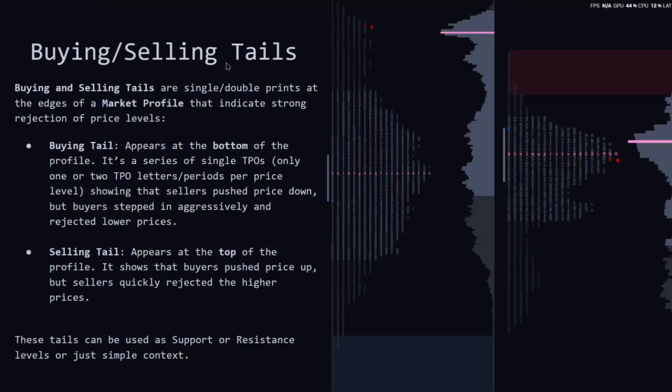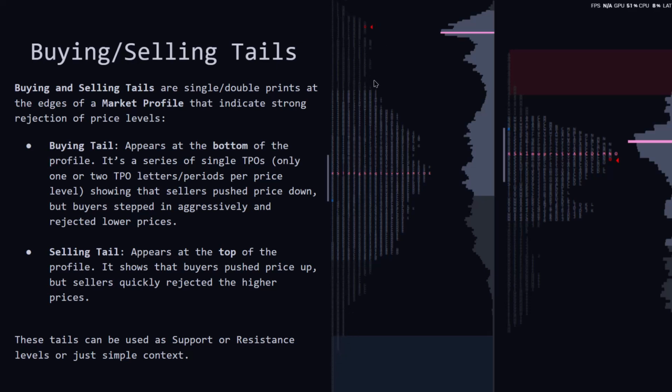Alright, so buying and selling tails. These are very good tools or reference points to use and to just know about. So buying and selling tails are single or double prints at the edges of a market profile that indicate strong rejection of price levels. A buying tail appears at the bottom of the profile. It's a series of single TPOs, only 1 or 2 TPO letters slash periods per price level, showing that sellers pushed price down, but buyers stepped in aggressively and rejected lower prices, and essentially did that in a fast manner.